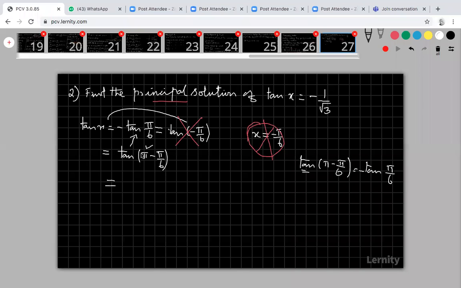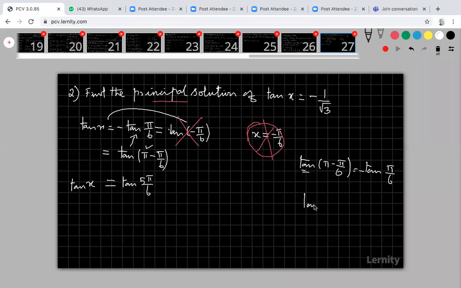So what about this? Simplified, 6 pi minus pi, that is tan 5 pi by 6. What about the left hand side? Only tan x. Okay, sir, tan of 5 pi by 6 is the only answer, or is there any other answer?